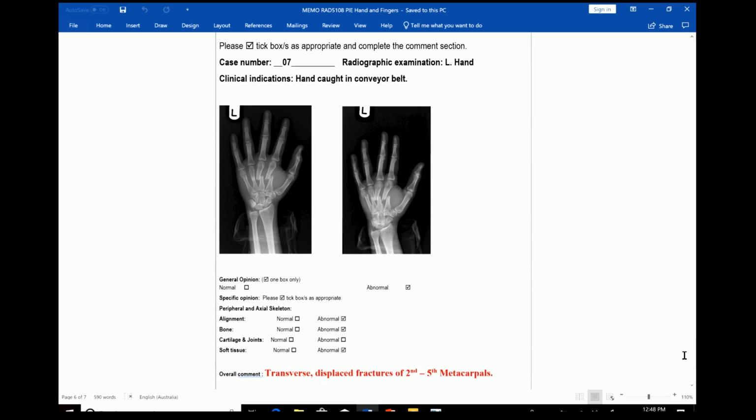So for the final case then, it's abnormal, the alignment is abnormal, the bone is abnormal, and the soft tissue is abnormal. And the overall comment is that there are transverse displaced fractures of the 2nd to 5th metacarpals. You can also add that these fractures are overlapping and that they cause foreshortening of the metacarpal bones.